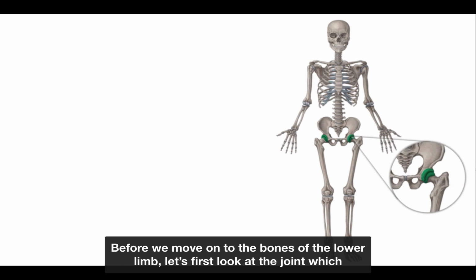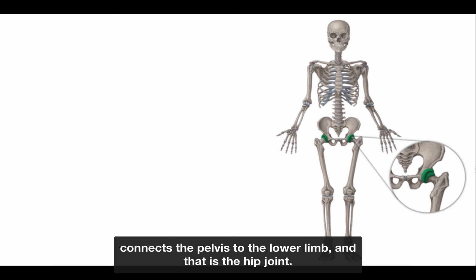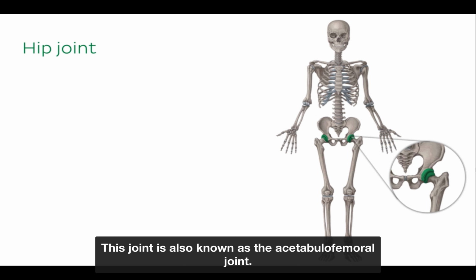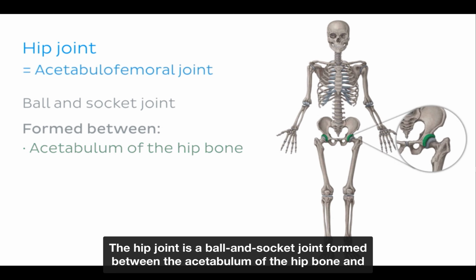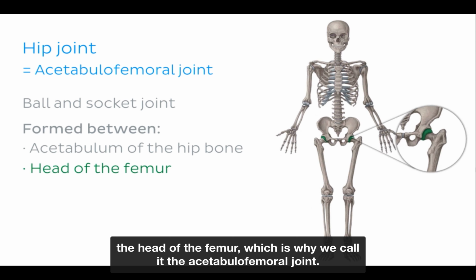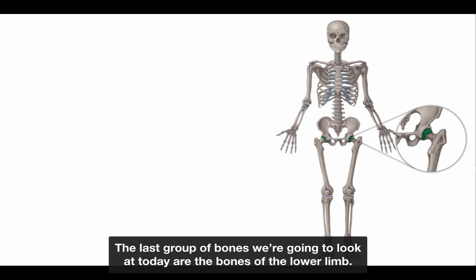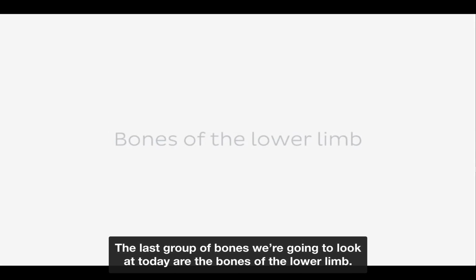Before we move on to the bones of the lower limb, let's first look at the joint which connects the pelvis to the lower limb, and that is the hip joint. This joint is also known as the acetabulofemoral joint. The hip joint is a ball and socket joint formed between the acetabulum of the hip bone and the head of the femur, which is why we call it the acetabulofemoral joint. The last group of bones we're going to look at today are the bones of the lower limb.